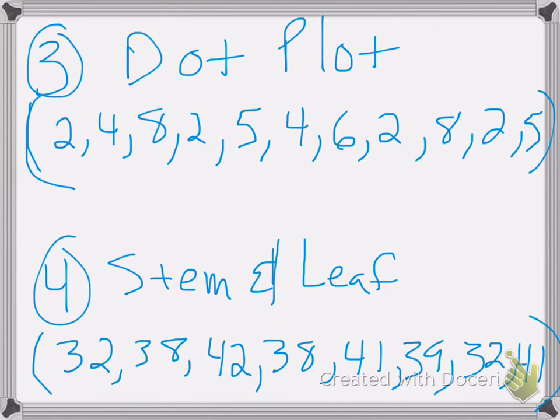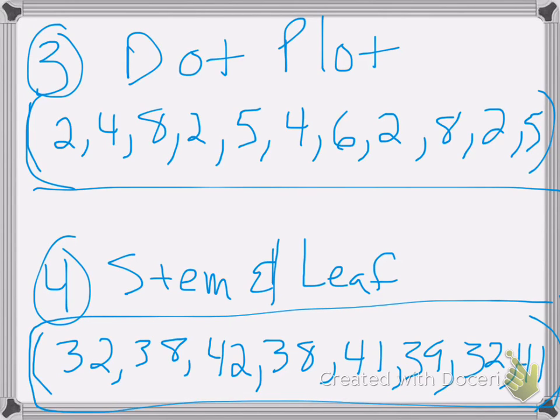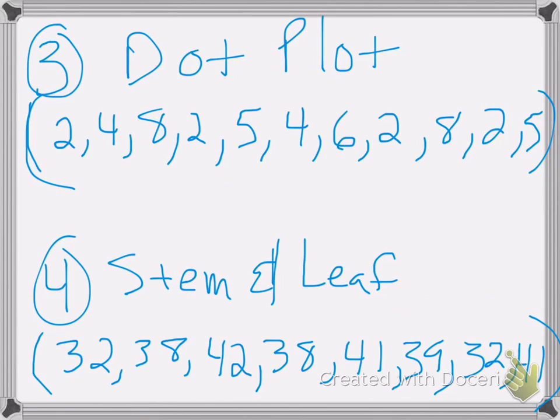All right, the very last thing that you need to do on your paper is you have room to make a dot plot for these numbers, and you have room to make a stem and leaf plot for these numbers. So, on your paper, please make a dot plot for the set in number 3, and make a stem and leaf plot for the set in number 4.